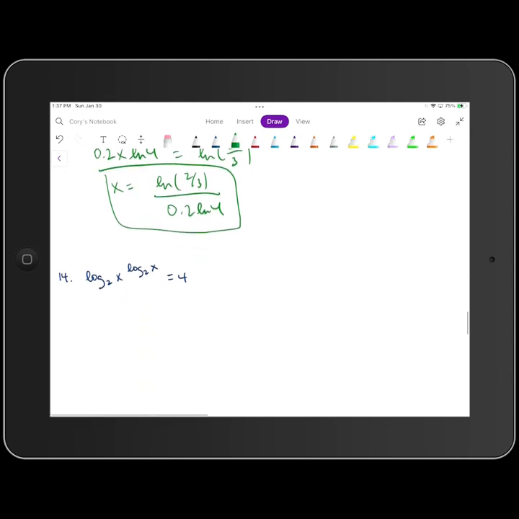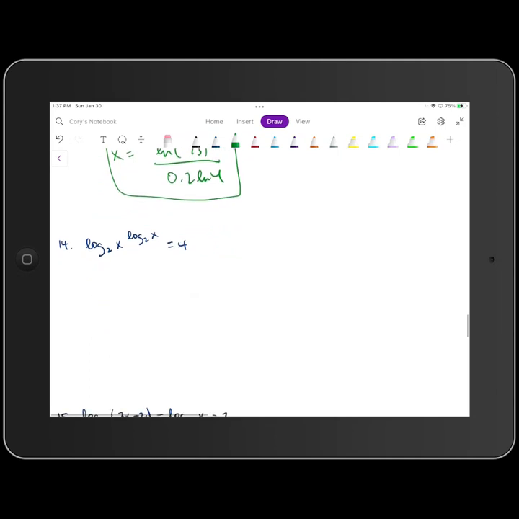Okay, let's move back to problem number 14, solving a log equation. So again, solving a log equation, first thing we have to do is to check the domain, and the domain for both log expressions here is x is greater than 0. Okay, so we're going to check our final solution against that domain.